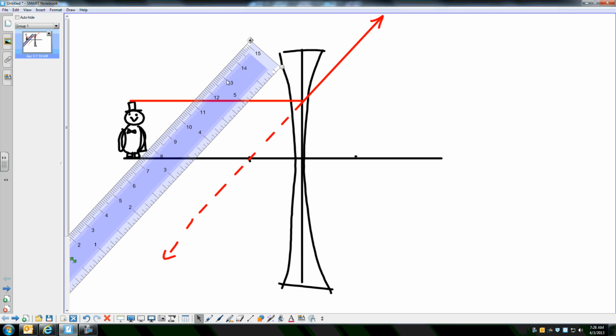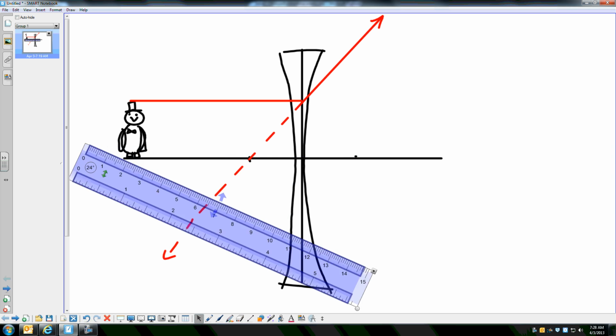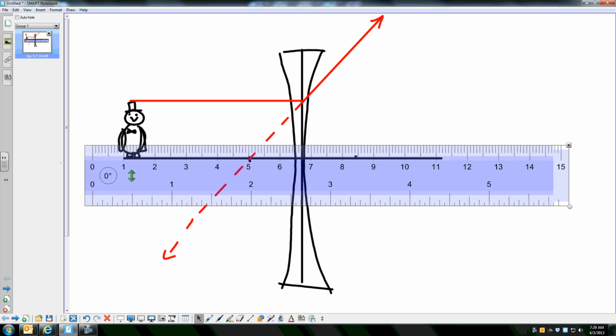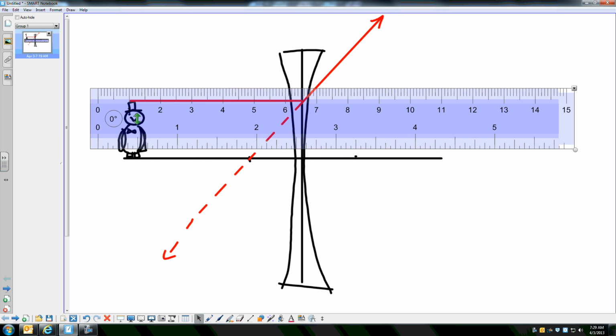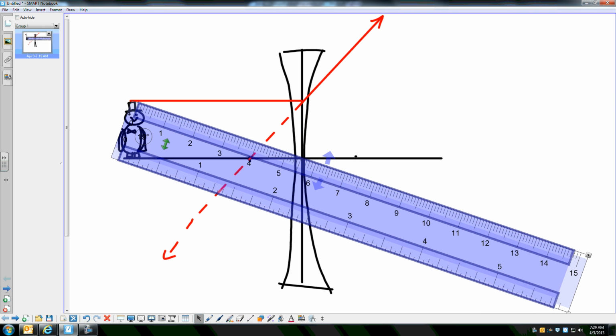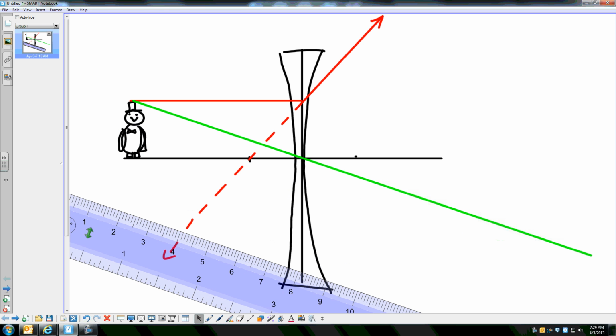For the next ray of light, and by the way, here's a little trick for you. The easiest ray of light through any lens diagram is right through the center of the lens. So I'm going to start at the top of the penguin's hat and go right through the center of my lens, and that's all there is to it. It just goes through. It's very easy to remember that one.